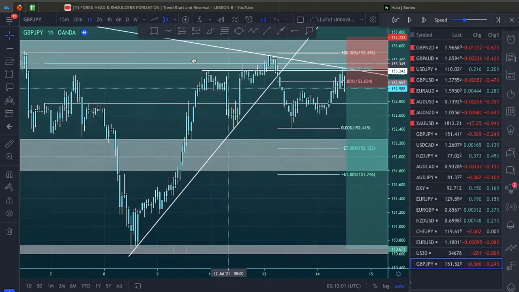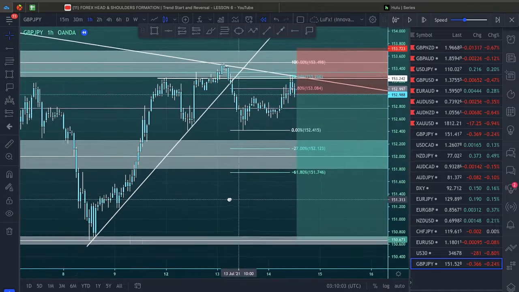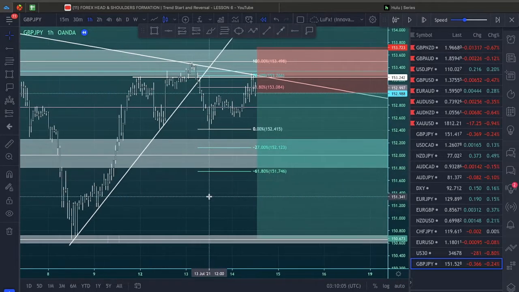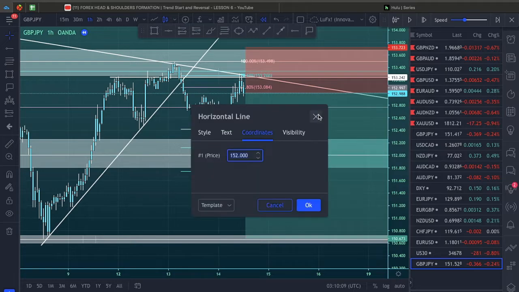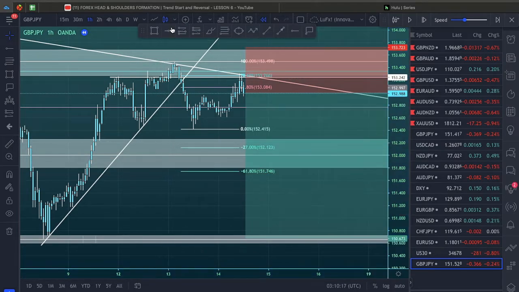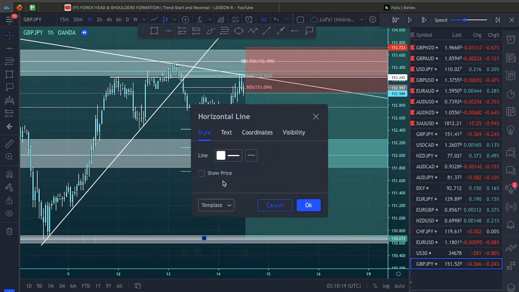But then I identified that. So my two targets were at this level right here. That was my first target. Oh, I don't have it on there. This level.